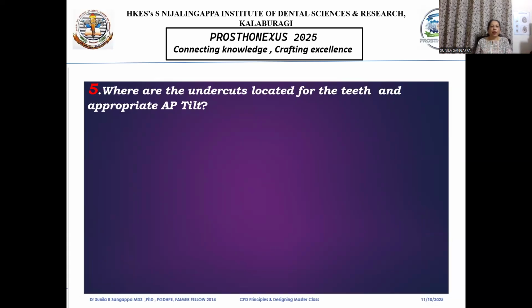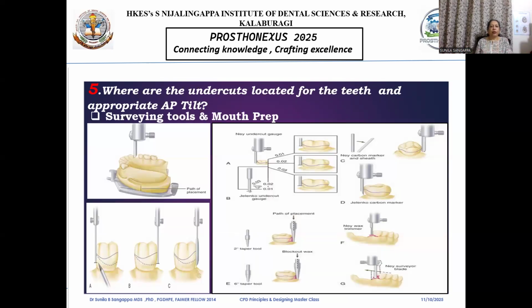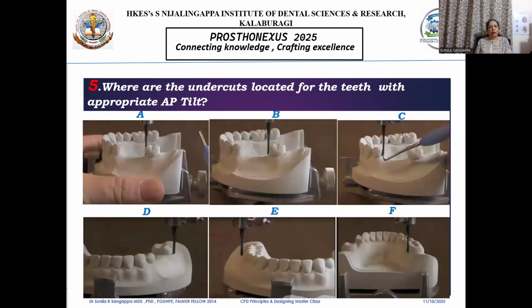The next question, where are the undercuts located for the teeth and what is the appropriate anterior-posterior tilt that is required? For this, you need to have good knowledge about the surveying tools and mouth preparations. Due to lack of time, I would not go into details of it. But some key points to mention, you have to remember that the horizontal tilt that is used should be less than 10 degrees. And also, you have to remember that you're supposed to consider locating the best combination of retentive undercuts.